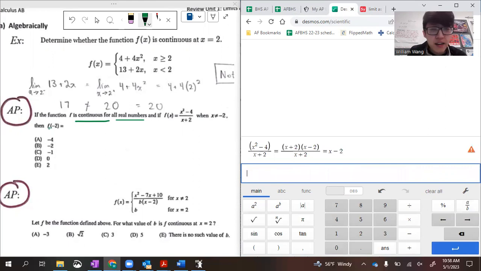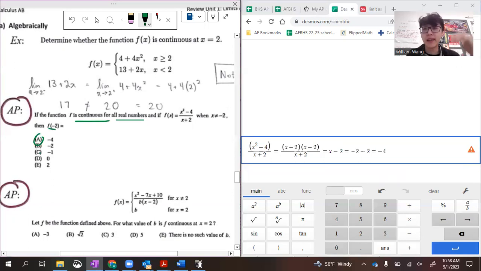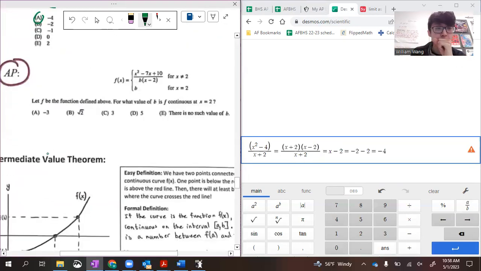So f of negative 2 now is no longer going to be a divide by 0 answer. It's going to be negative 2 minus 2, which is equal to negative 4. So it actually is continuous at negative 4. Okay, hopefully that makes sense.